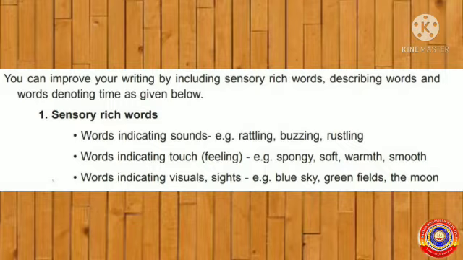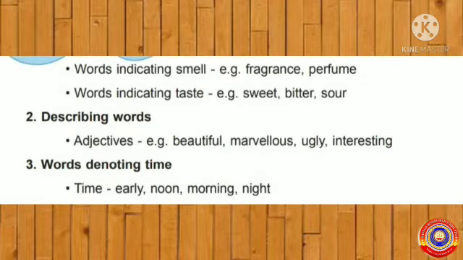Now, let's know about that. First one, sensory-rich words. Words indicating sounds. Example, rattling, buzzing, rustling. Words indicating touch or feeling. Example, spongy, soft, warmth, and smooth. Then words indicating visuals or sights. Example, blue, sky, green fields, the moon. Next point, words indicating smell. Example, fragrance or perfume. Words indicating taste. Example, sweet, bitter, and sour.